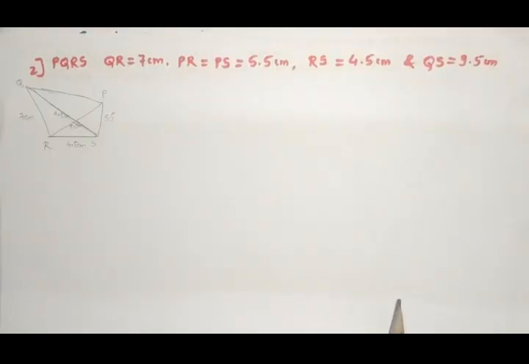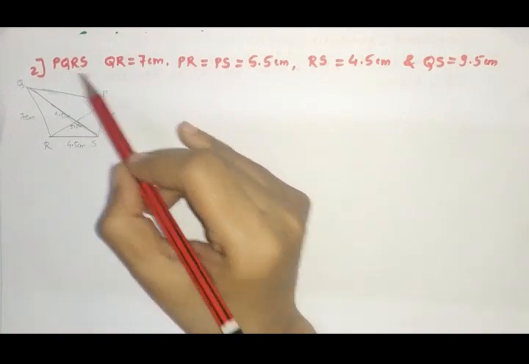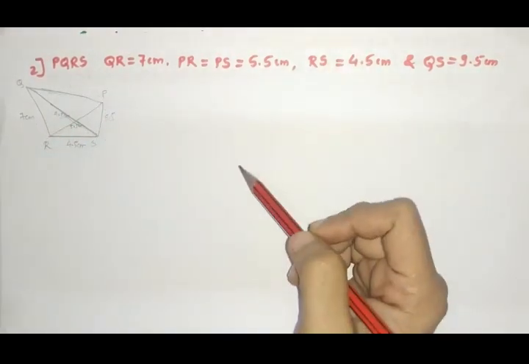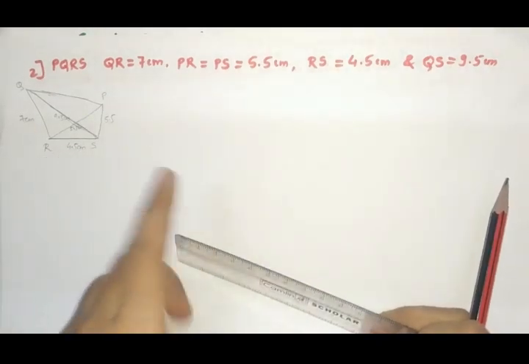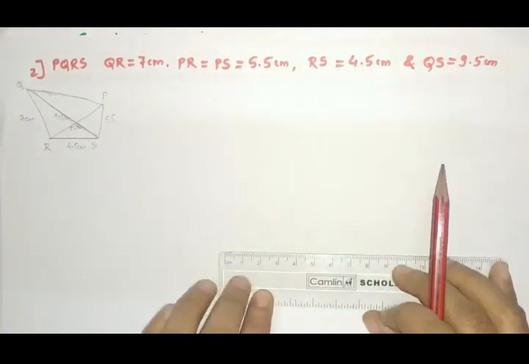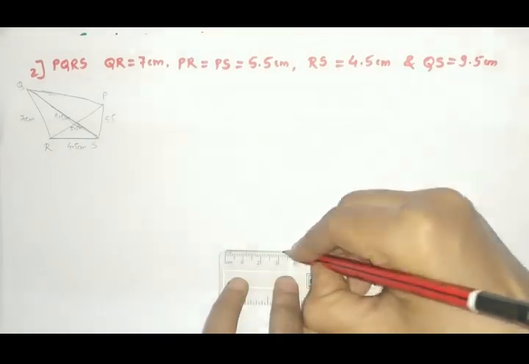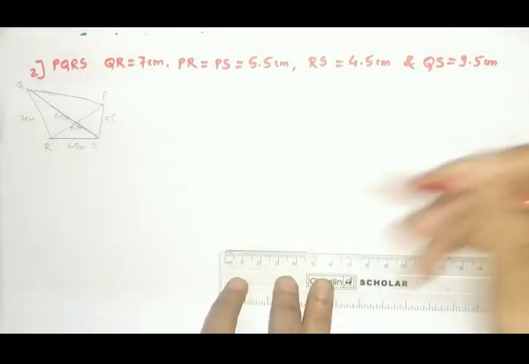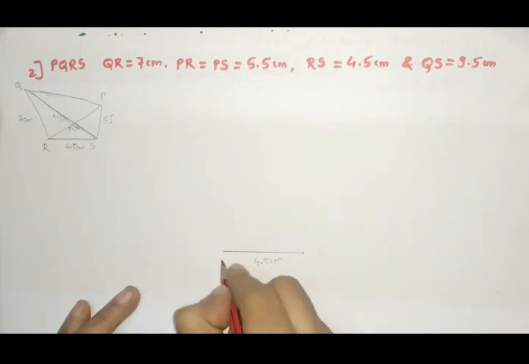So friends, now again we need to draw another quadrilateral PQRS. The same concept is there, the 2 diagonals are given. First of all, we'll draw the rough figure. According to the rough sketch, we'll draw the fair part. So first of all, you need to draw RS, that is 4.5. So this is 4.5 centimeter RS.